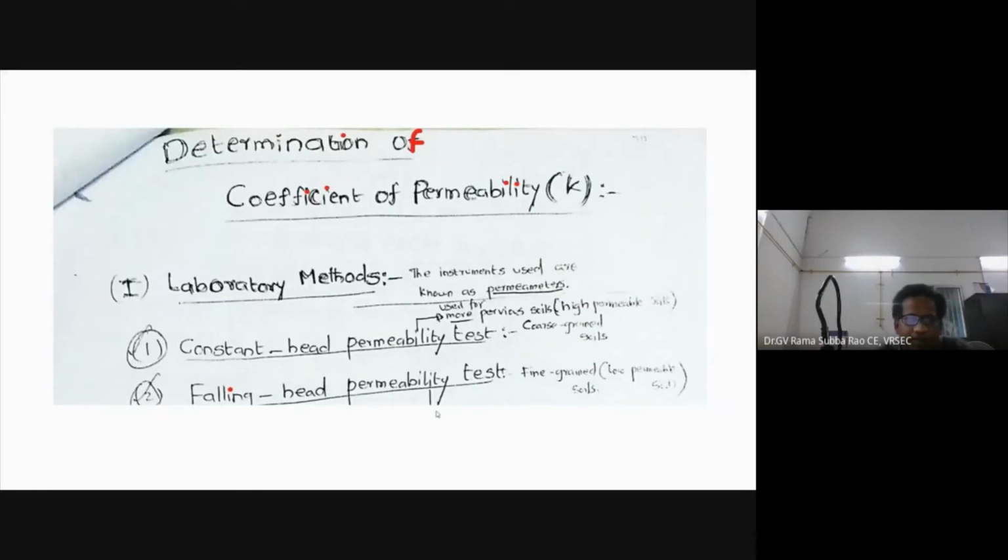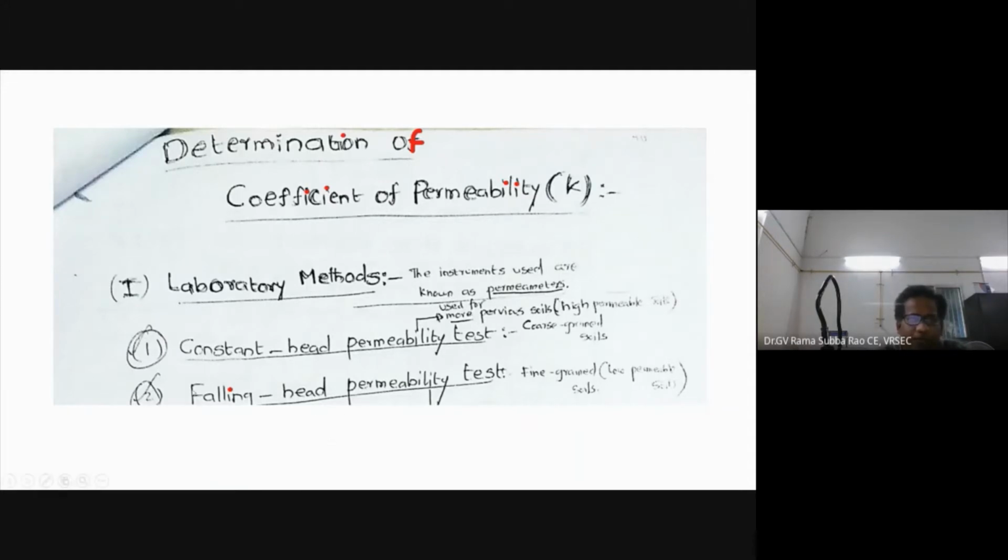Welcome you all. In this lecture, we are going to discuss how to determine the coefficient of permeability of soil. As we discussed in our previous lecture about Darcy's law, the proportionality coefficient in Darcy's law is undoubtedly the coefficient of permeability, which is a very important engineering property of a soil. Now, in this class, we are going to concentrate on how to determine it.